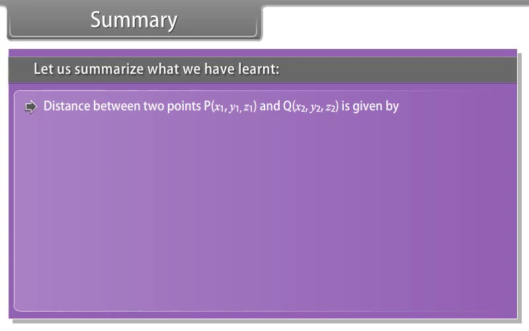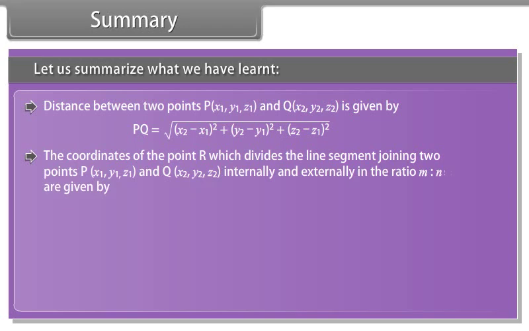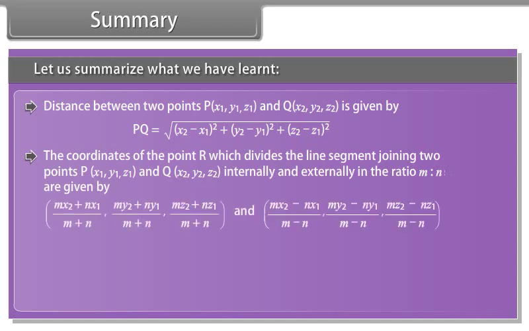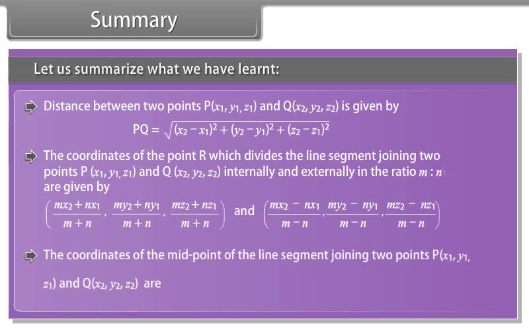Distance between two points P (x1, y1, z1) and Q (x2, y2, z2) is given by the distance formula. The coordinates of the point which divides the line segment joining two points P (x1, y1, z1) and Q (x2, y2, z2) internally and externally in the ratio m:n are given by the section formulas, and the coordinates of the midpoint of the line segment joining the two points P (x1, y1, z1) and Q (x2, y2, z2) are given by the midpoint formula.